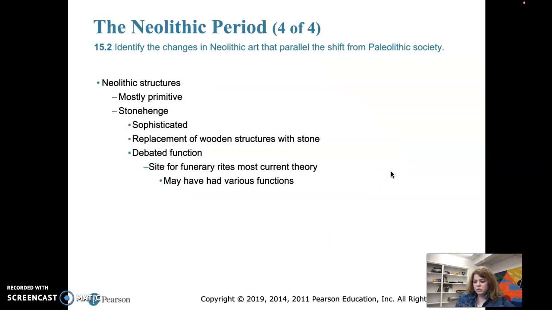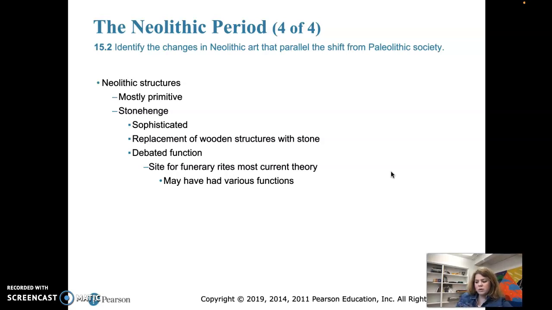So we'll talk about Neolithic structures. This is the first time during the Neolithic that we start really seeing structures being made by humans, because they're more sedentary now. They stay in the same place. They're not as nomadic as they were when they were hunter-gatherers.